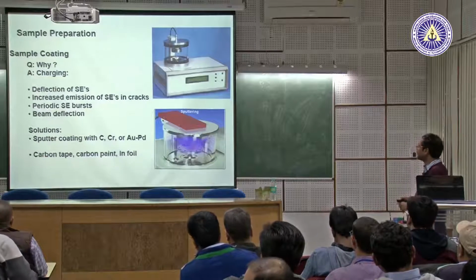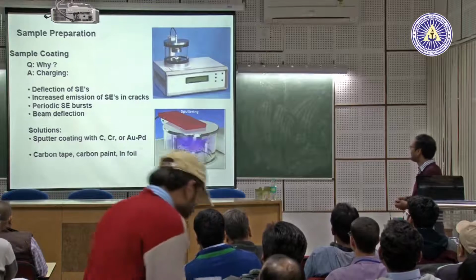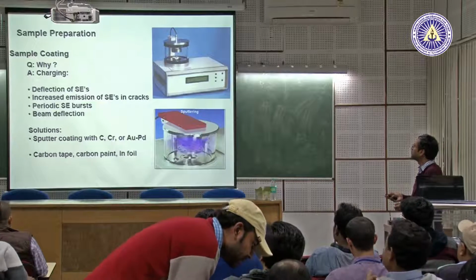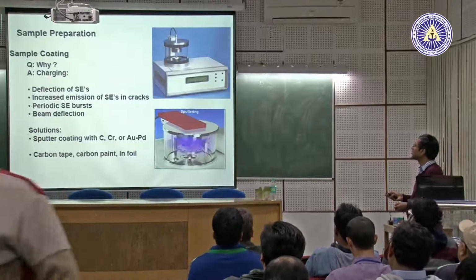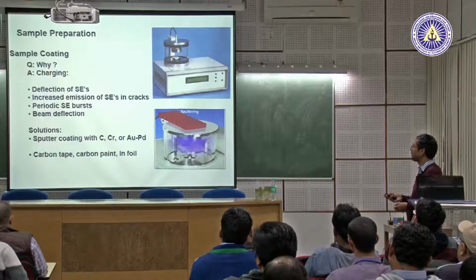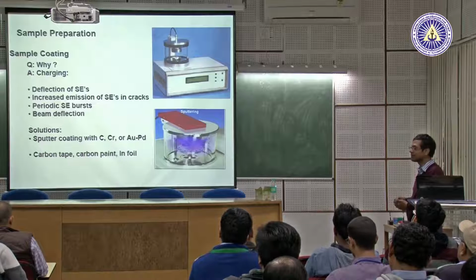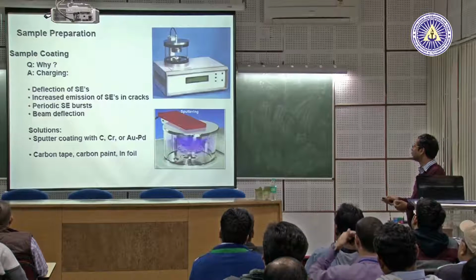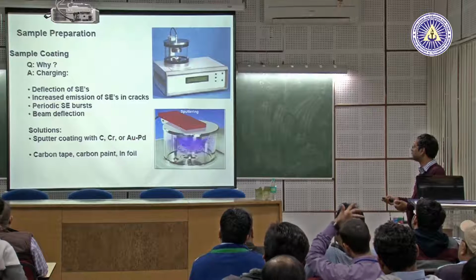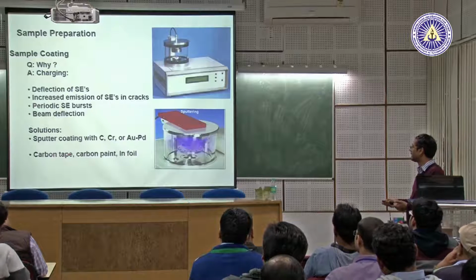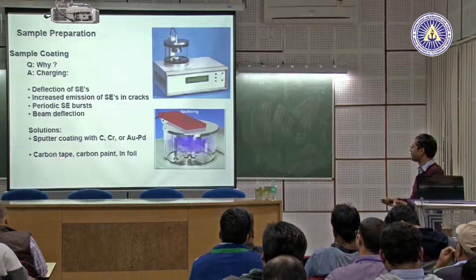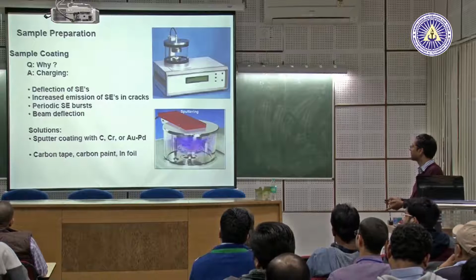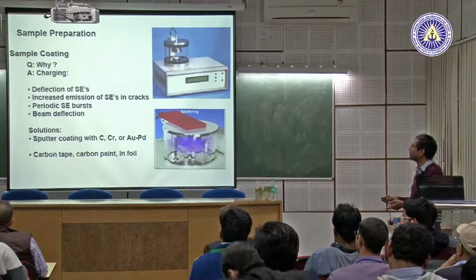Okay. A few things about sample preparation. Most of you know about it, but if you have samples which are non-conducting, it can lead to charging, like ceramic samples or polymeric samples, right? And we coat them with carbon, chromium, and gold-platinum alloy. You can use carbon tape, most of you do it, carbon paint, silver paste, all kinds of things. What does it do? Why does it charge?